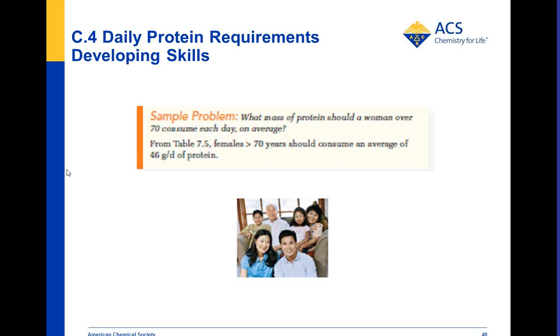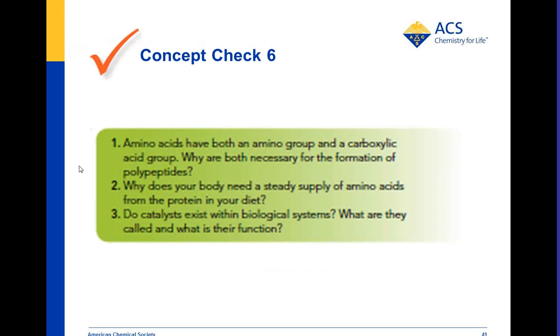That leads us to concept check number 6. Here question 1 again reviews the importance of the amino acid structure to how that protein is going to fold. Question 2 is reinforcing the need to constantly be taking amino acids in. And then question 3 is going to again lead the students to where we're going to discuss enzymes.